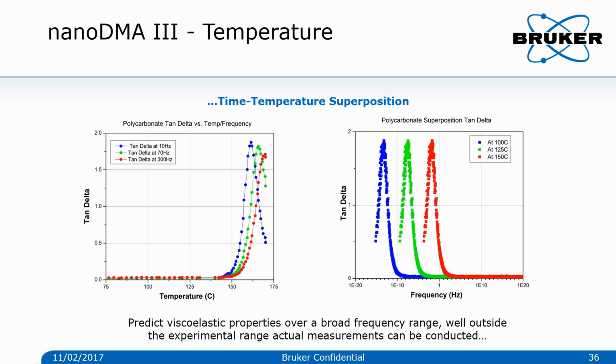On the right-hand side, the temperature is being kept constant during the experiment and the frequency is changed during the experiment. Here, the frequency value of the tangent delta peak shifts according to the different temperatures of measurement. By clever experiments, the viscoelastic properties can be predicted over a broad frequency range, even outside the experimental range of the actual measurements.